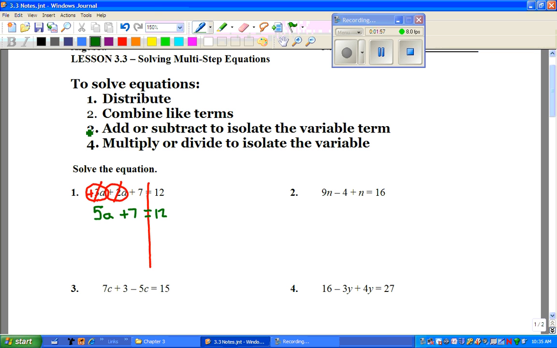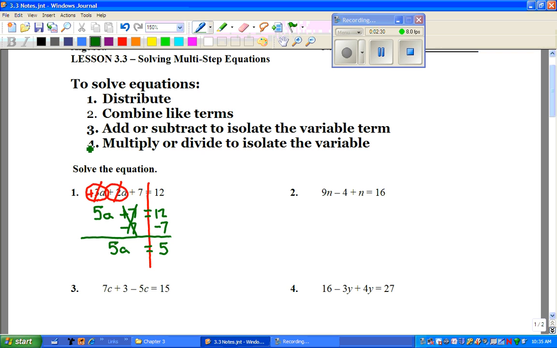All right, step 3 is to add or subtract to isolate the variable term. So really what we mean is we want to take this constant term and do the opposite of what we see. So we're going to minus 7 here, and we also have to do the minus 7 on the right-hand side of my equation to balance it. Your plus 7 and your minus 7, those two go to 0, so they cancel out, and you bring down your 5a. Bring down your equal sign, and then you actually do 12 minus 7 over here, so 12 minus 7 is 5.